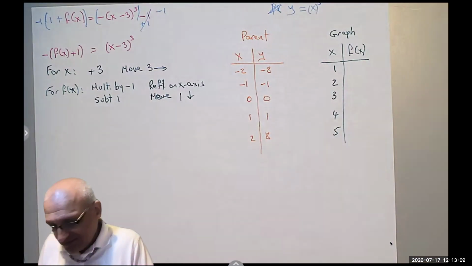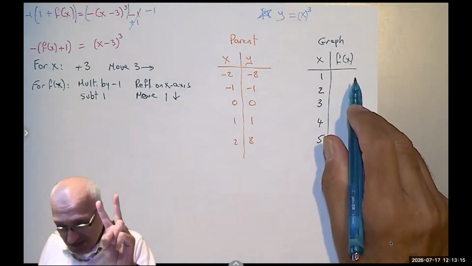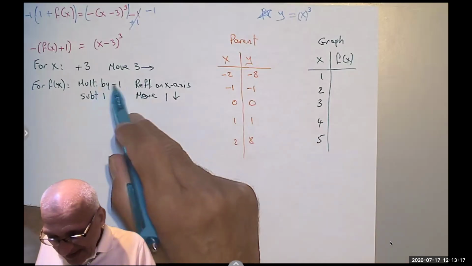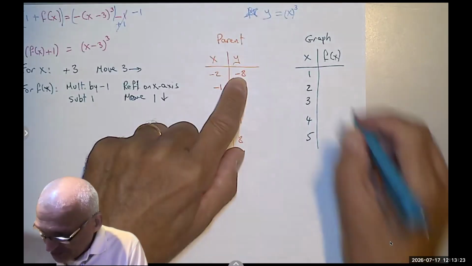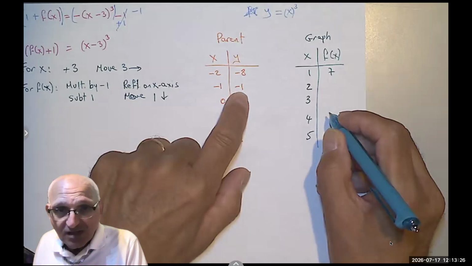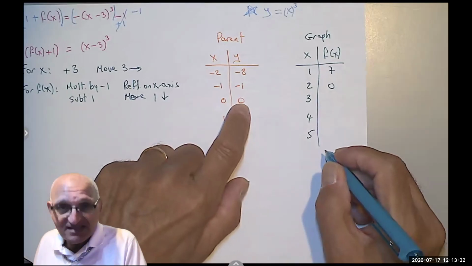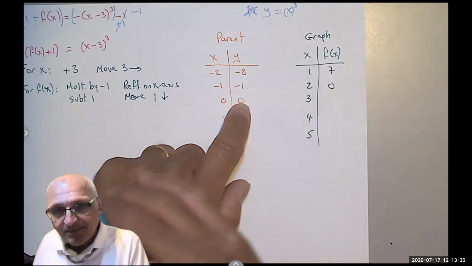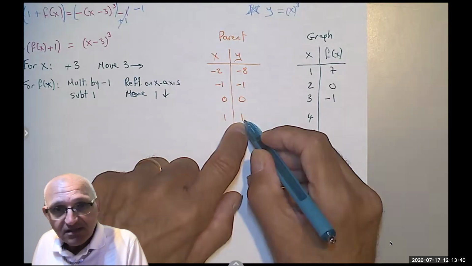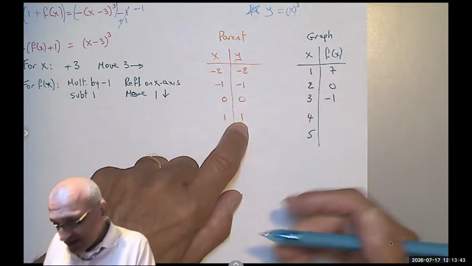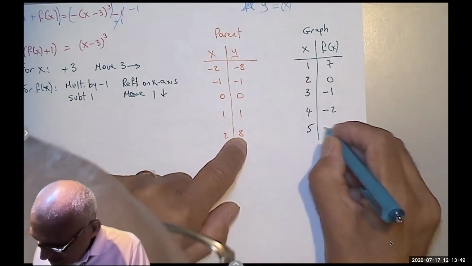For the y, or for the f(x), what did I do? I did two things. I multiplied by −1, then subtracted 1. Multiply −8 by −1, it becomes +8. Subtract 1, it's 7. Multiply 1 by −1, it becomes −1. Subtract 1, it's −2. Multiply 0 by −1, it stays 0. Subtract 1, it becomes −1. Multiply −1 by −1, it becomes 1... Subtract another 1, it's 0. Multiply 8 by −1, it's −8, minus 1 is −9.